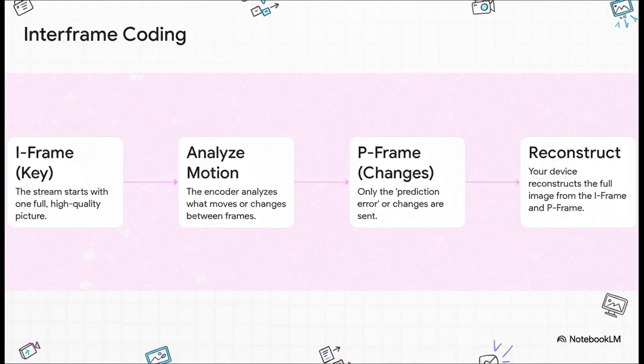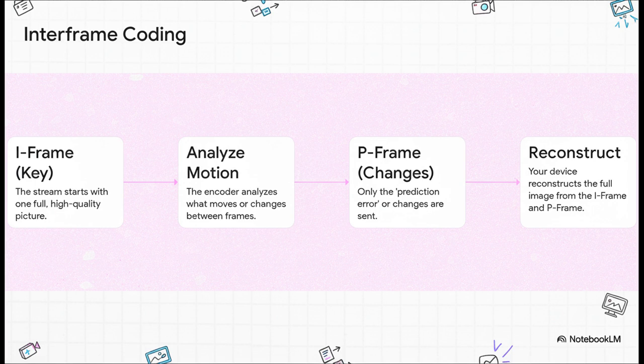So here's how they do it. It's a pretty clever process. First, the stream sends one full, high-quality picture. That's called a keyframe or an I-frame. It's the perfect starting point. Then, for the next bunch of frames, the system only sends the differences, the pixels that actually moved or changed. These little updates are called P-frames.